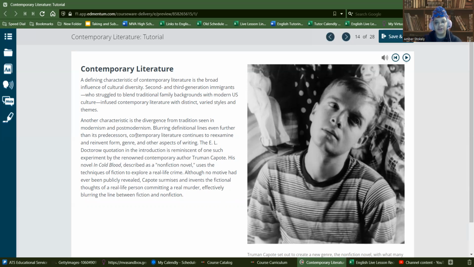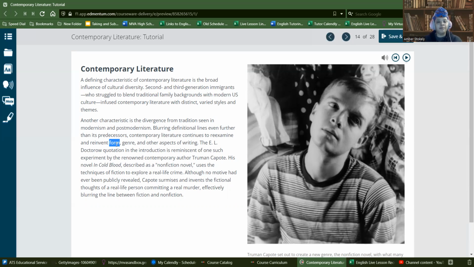So it says contemporary literature continues to re-examine and reinvent, so that means make new forms of form. That's the way that people write things, genre, and other aspects of writing. When they say form here, they mean the way that people publish and write books. So we've all picked up a book. We know how a story goes. You start at the beginning, you get more information. There's a problem. People make a decision, the problem gets solved, and then we see what happens at the end, right? But there are books that don't follow that format.